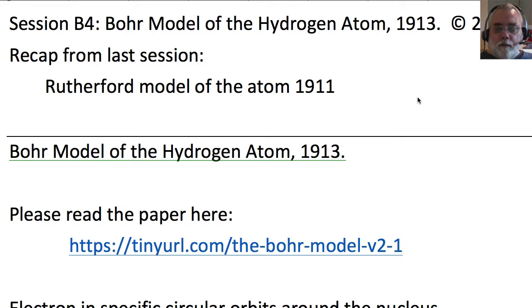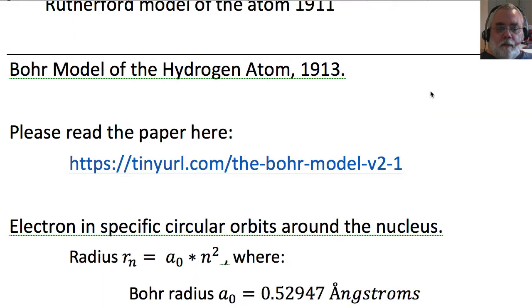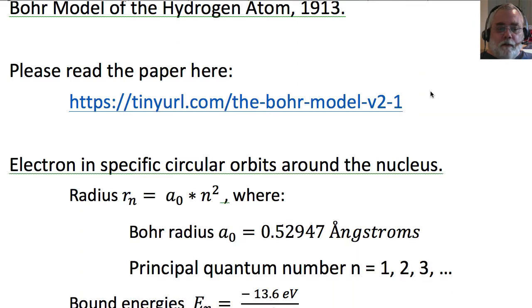The Rutherford model said that there was a nucleus, but did not say, what about the electrons? And physicists knew there was a problem with having a central nucleus and having electrons around it. The Bohr model addresses that. Now, this is not going to be a video like the normal videos we've done.